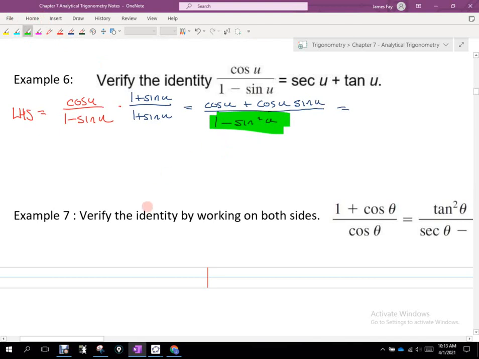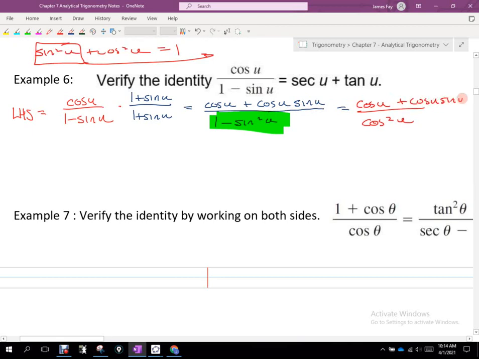a sine squared, haven't we? We've generated a Pythagorean identity. If I have sine squared u plus cosine squared u equals 1, can I subtract sine squared u from both sides to get what's in green here? And that would leave me with cosine squared u, right? So that green thing can be replaced with cosine squared u. The top is cosine u plus cosine u sine u. Okay? And this is the reason we did this.